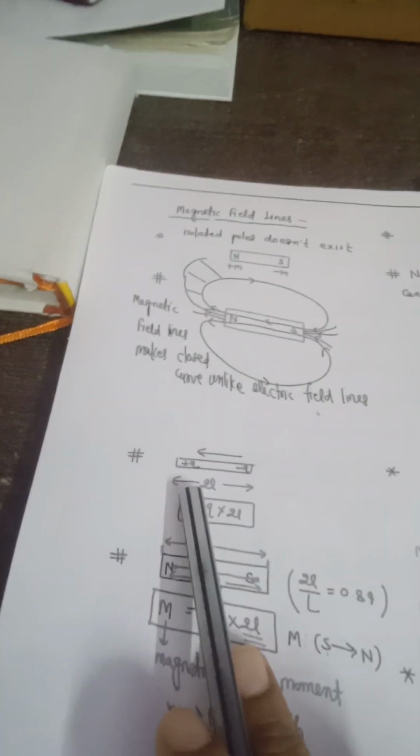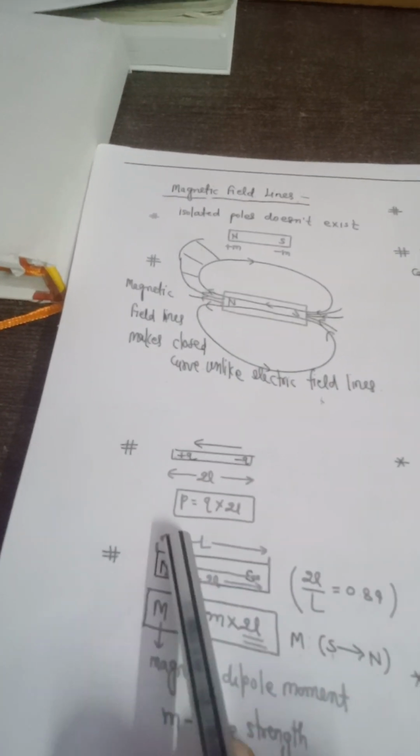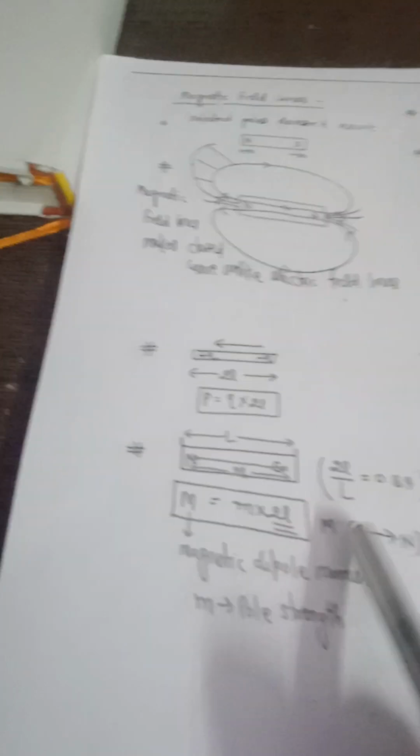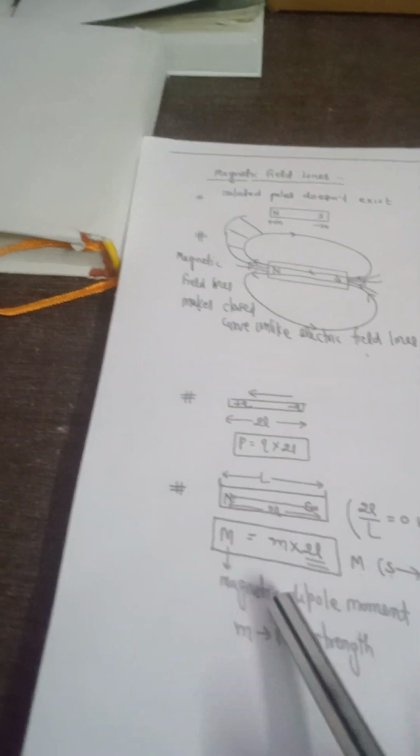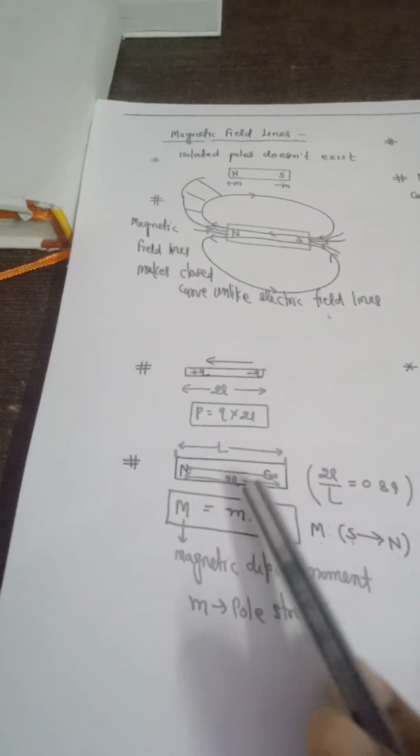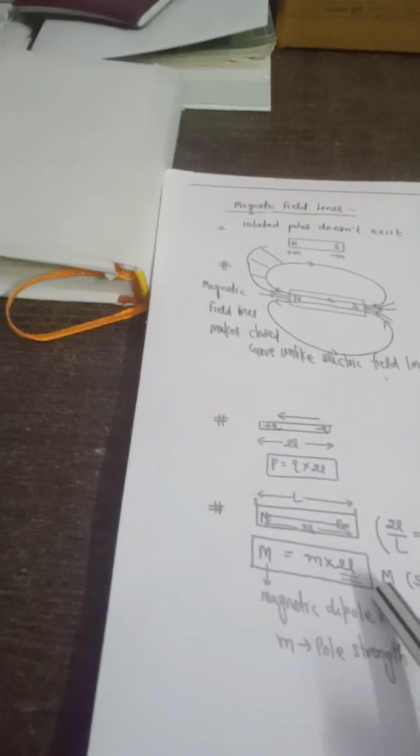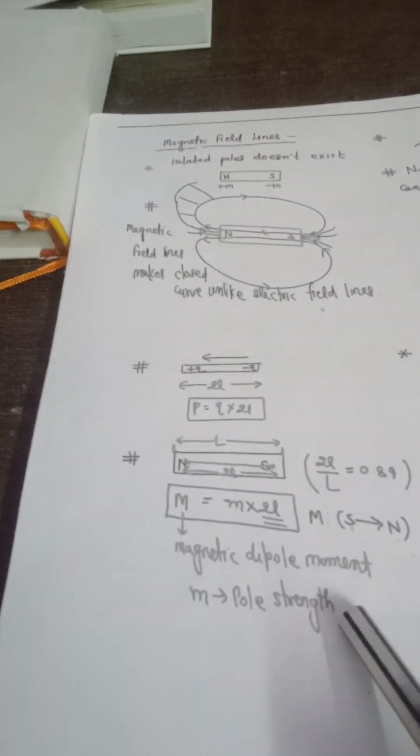So then it is plus Q minus Q. Toward distance, dipole moment P is equal to Q dot 2L. So 2L is equal to 0.84. The magnetic dipole moment, capital M, is equal to m cross 2L, where m is pole strength.